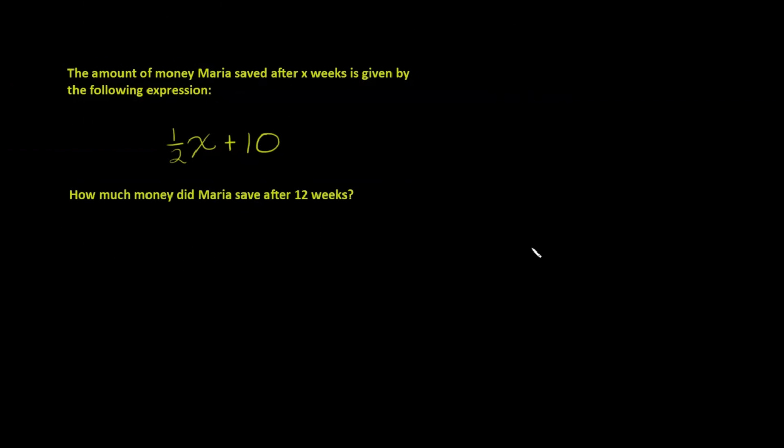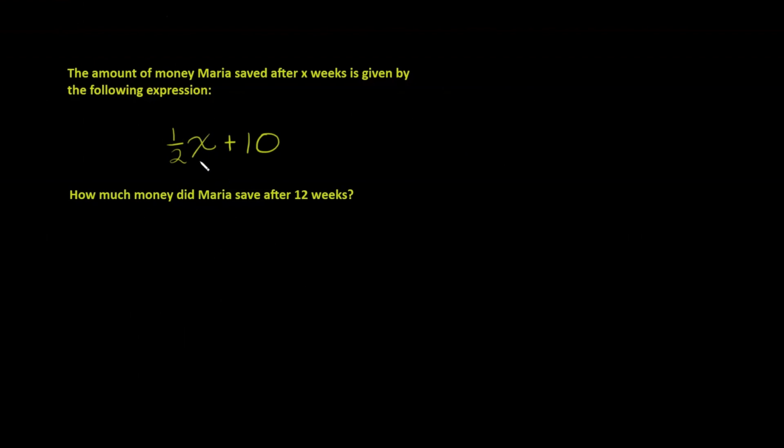Now we are told the amount of money Maria saved after x weeks is given by the following expression. And here we have 1/2 times x plus 10. And we want to know how much money Maria saved after 12 weeks. Okay, so our expression gives us the amount of money after we know how many weeks have passed, right? And this problem asks us how much money she saved after 12 weeks. So our value of x here is going to be 12, since x is in weeks, right?